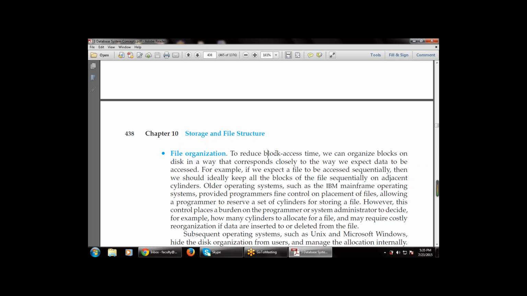To reduce the block access time, we can organize the blocks on a disk in a way that corresponds closely to the way we expect the data to be accessed. For example, if we expect a file to be accessed sequentially, then we should keep all the blocks of that file sequentially on adjacent cylinders. That is how to organize the data.